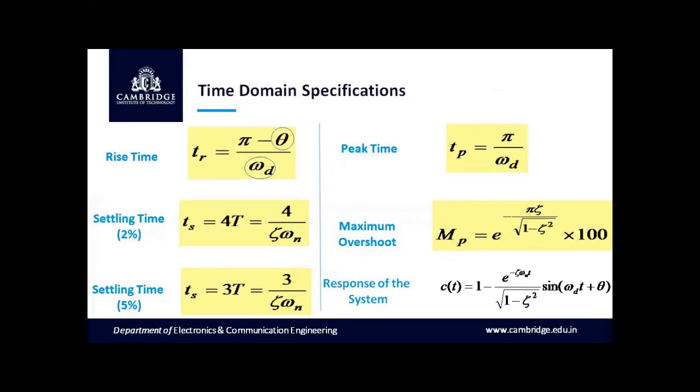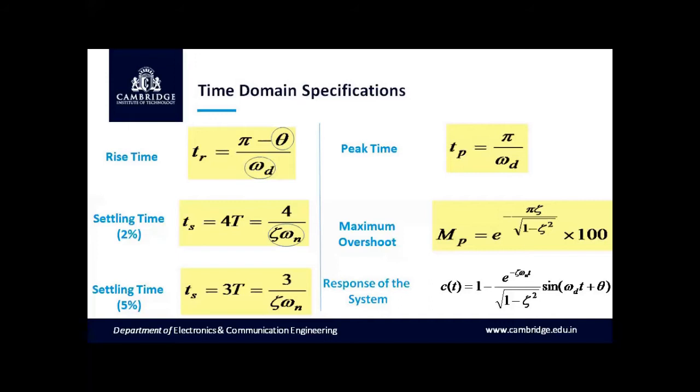So if you look into all the specifications, they are represented in terms of two parameters, zeta and omega n, where zeta is the damping ratio and omega n is the natural frequency. To solve a given problem, if you know zeta and omega n, then I can calculate the time domain specification by directly substituting in these formulas. If zeta and omega n are given in the question, the procedure is straightforward, which can be achieved by direct substitution.